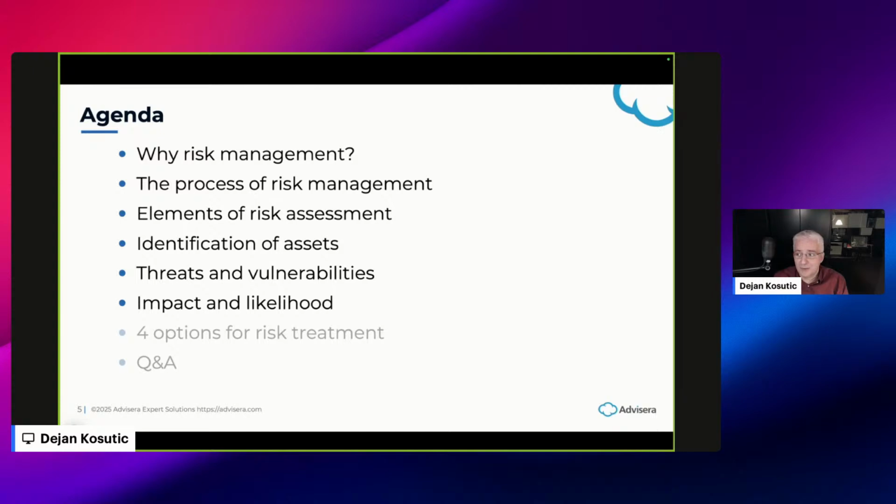So basically these are, again, I would say the most important steps and elements on how you assess the risks. And then at the end, I'll also go through these 4 options for treating the risks. Yeah, I'll show you just a couple of examples on how you can actually treat or decrease the risks once you identify them. And of course, at the end, we'll have this questions and answers session.